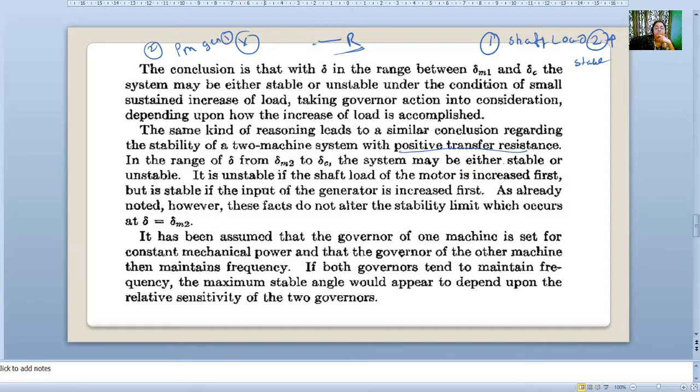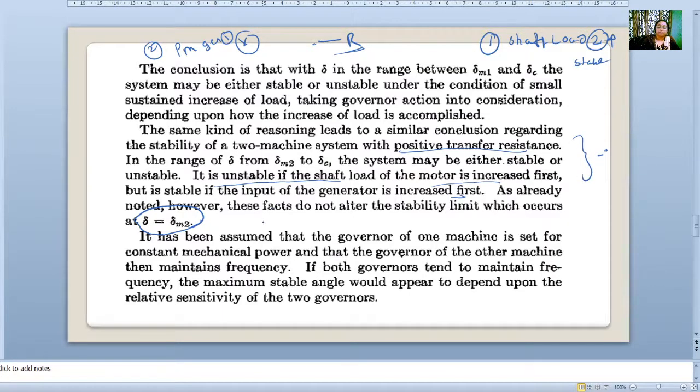It is unstable if the shaft load on the motor is increased first; here it is reverse, and it is stable if the input of generator is increased first. Okay, so here this doesn't matter. In positive resistance, del equals del m2 as already noted. However, this fact does not alter the stability limit which occurs at del equal to del m2. That's why we have considered negative resistance.